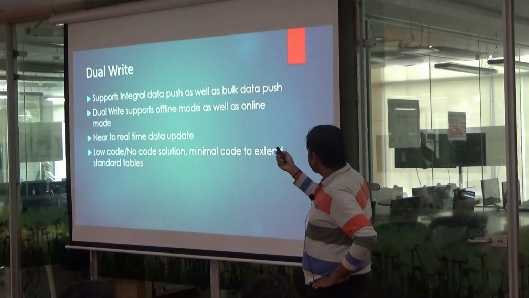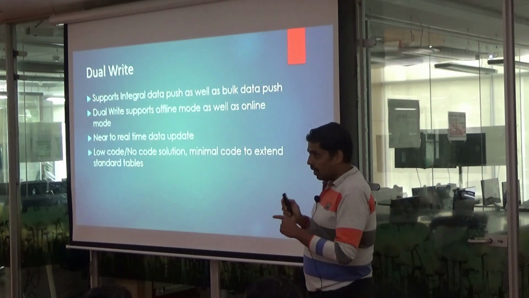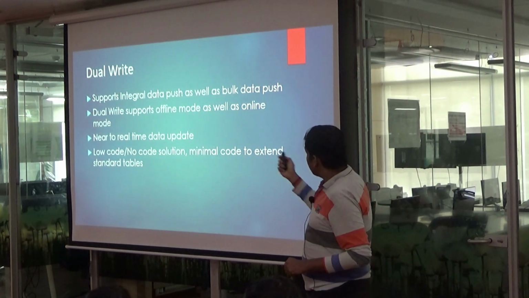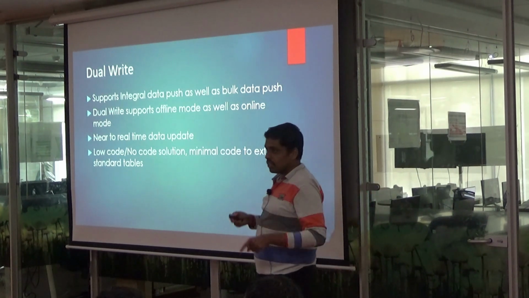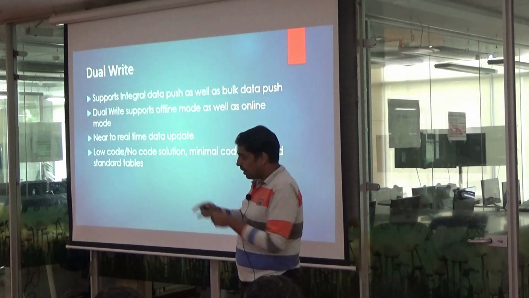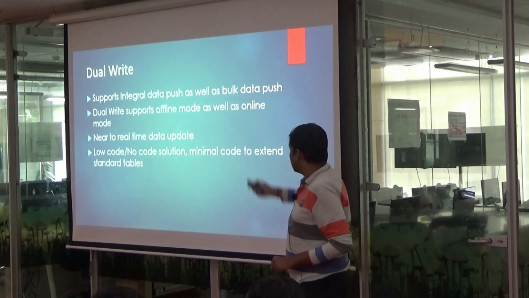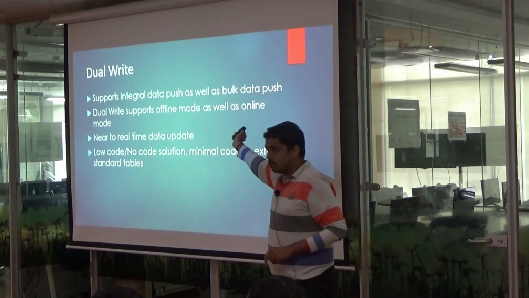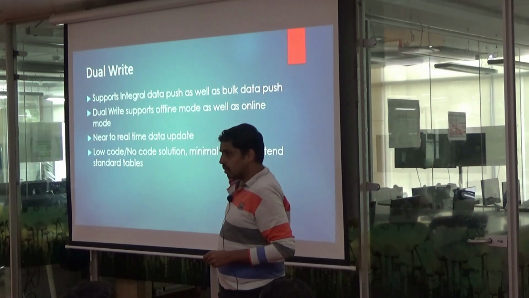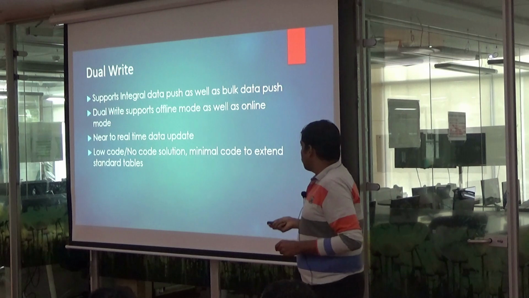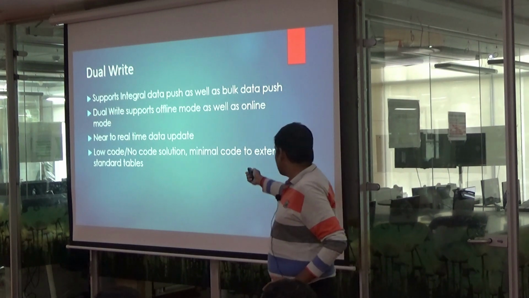Dual write supports both bulk data push, where you can connect dual write between two databases and push the data all at once, and incremental push, where after a transaction is posted, the data can be pushed. Dual write also supports offline mode, as Sir was asking. If something goes wrong, dual write can be re-triggered and the connection can be brought back live. It is near real-time data update, and it is a no-code solution.